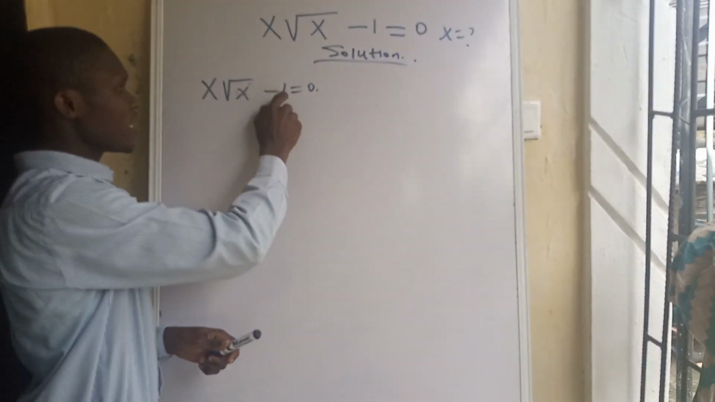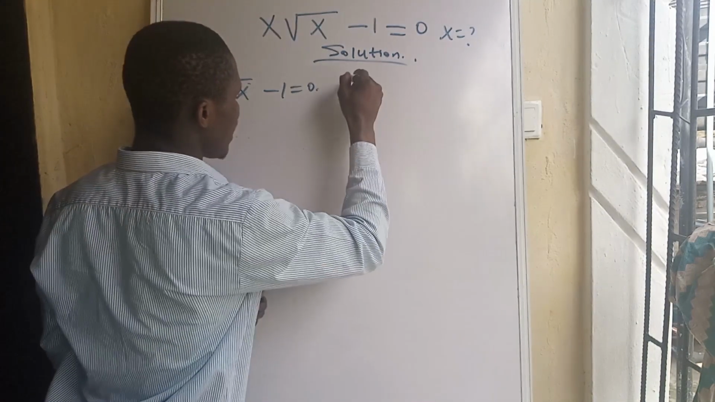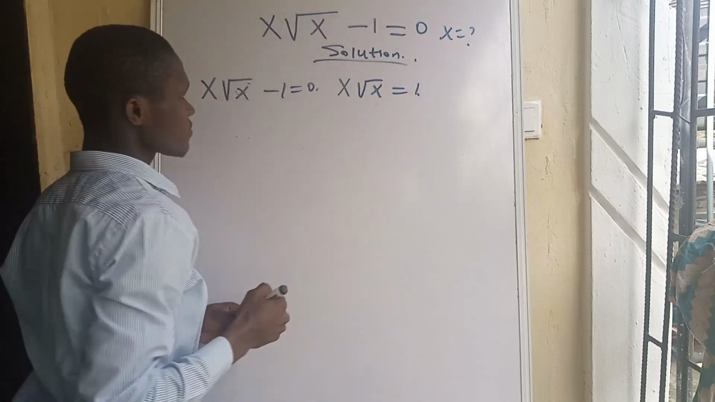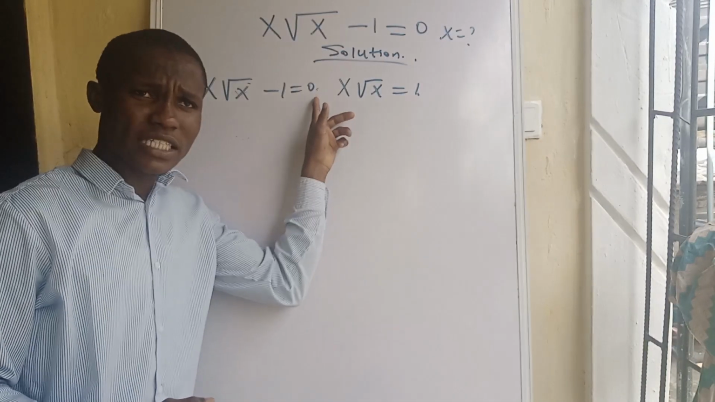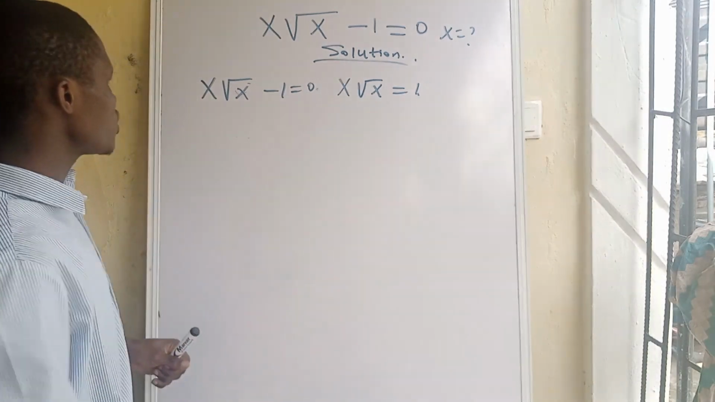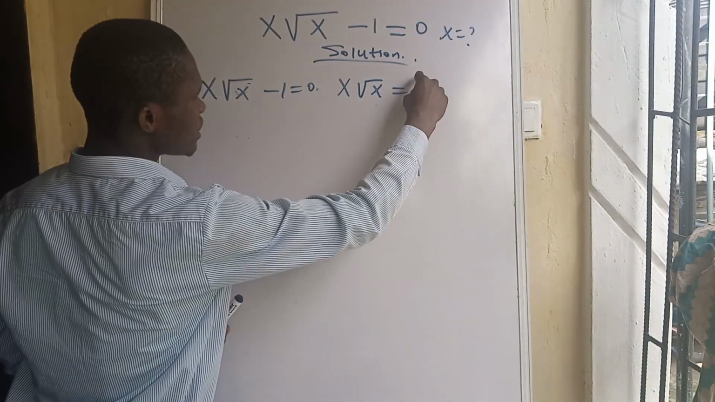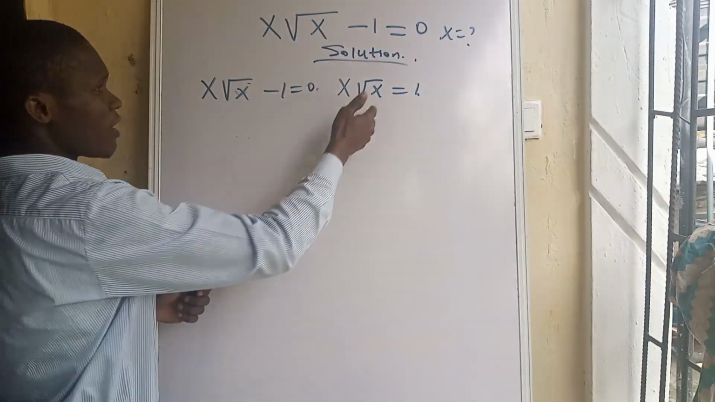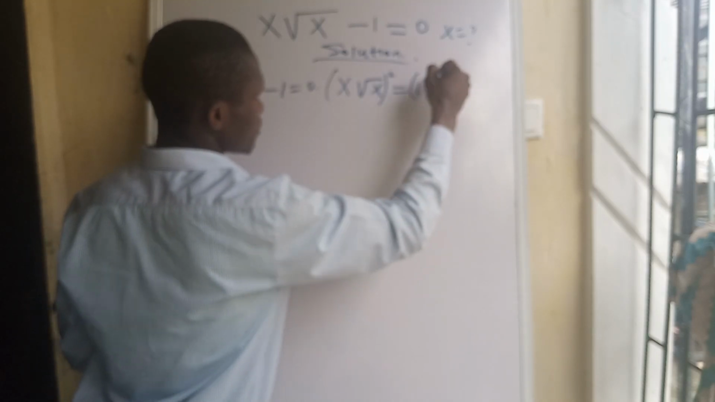We simply bring this to the right hand side of the equation. If we do that, we're going to have x times root of x equals 1, because by the time the negative sign crosses the equality sign, it turns positive. Here it is negative, so it turns to a positive 1. The next thing we can do to remove the radicals is to square both sides.